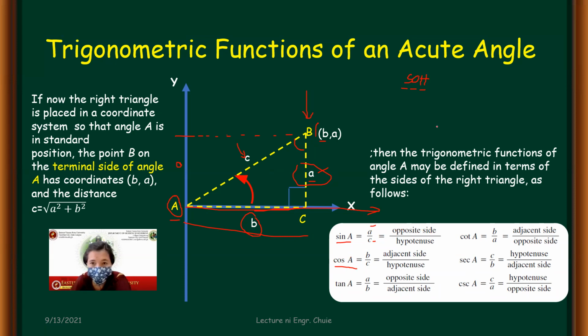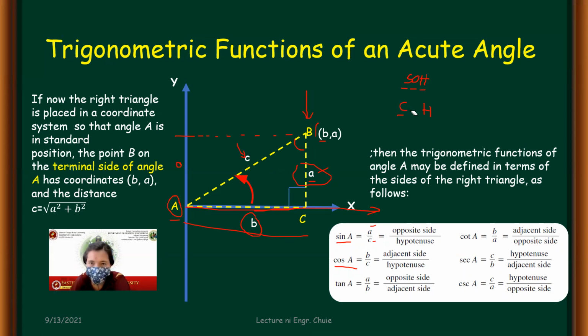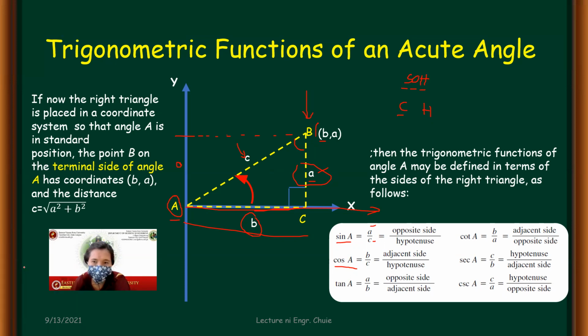Cosine is COH, which means cosine of the angle equals the adjacent side over the hypotenuse.